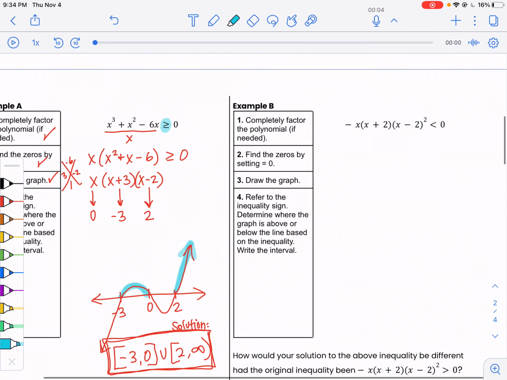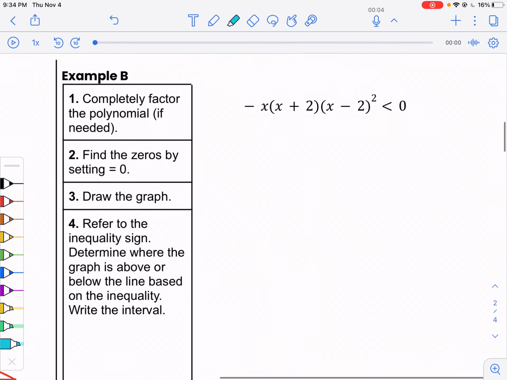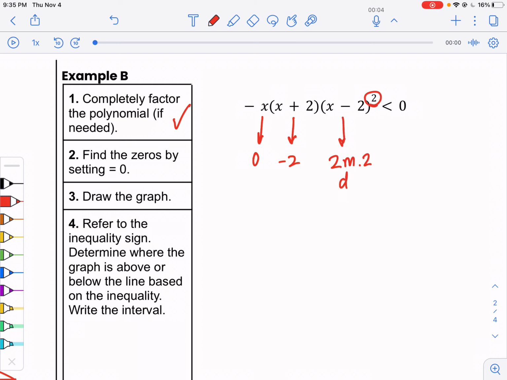So let's look at this one really fast. Example B. It says completely factor polynomial. It's already factored. I'm going to find my zeros. I have 0 here, -2, and this is 2, but it has a multiplicity of 2. This is a double root. So when I draw my graph, I'm going to have 0, I'm going to have -2, I'll have +2. This is a double root here.